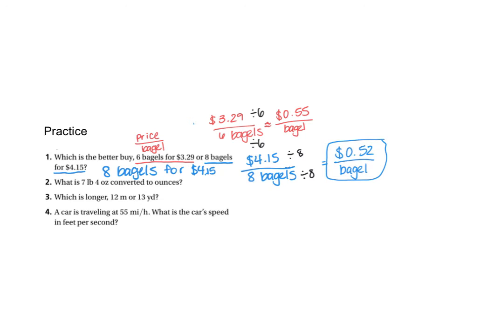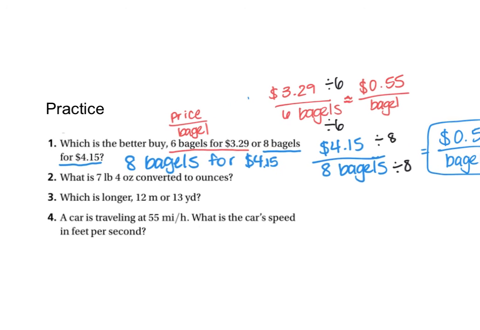All right. So what is 7 pounds and 4 ounces converted to ounces? So we have that 4 ounces, which is already in ounces. So we need to figure out what 7 pounds is compared to in ounces.